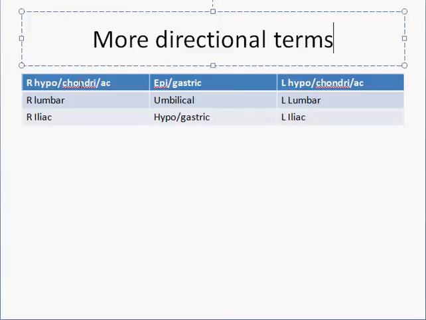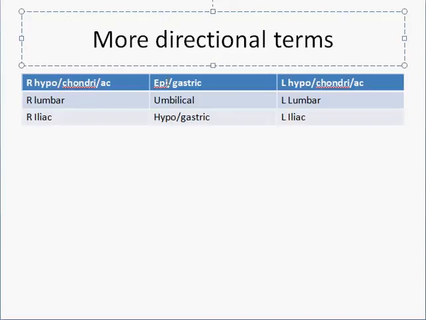So let's say we're looking at a body, and remember, whenever you look at a body or any sort of direction, you always look at it from the point of view of the person or the item, not from your point of view. So always keep that in mind. That means this would be the picture's left and the picture's right, and obviously this is the midpoint. So right below the ribs, here would be our right hypochondriac region.